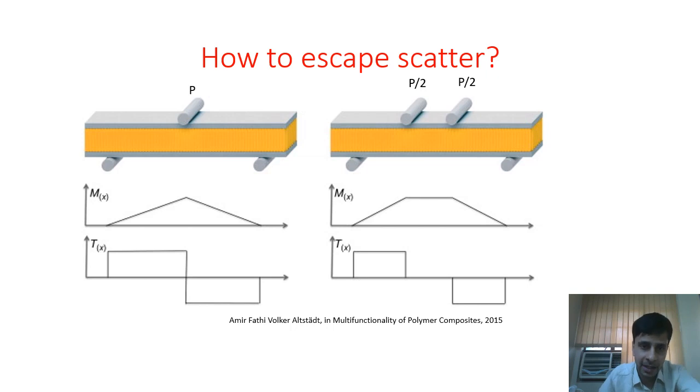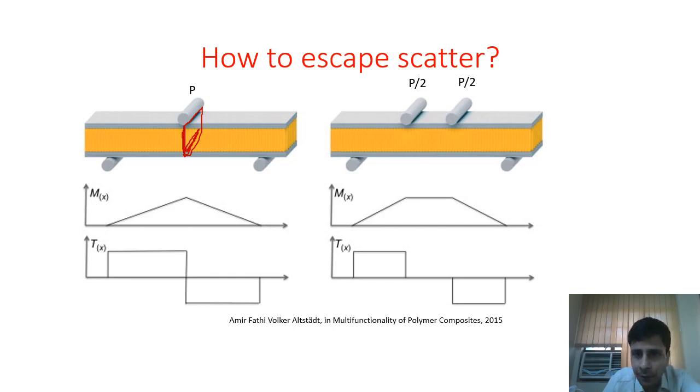So how do you escape scatter? One strategy is to, let's say, instead of a 3-point bending, use a 4-point bending. When I am doing a 3-point bending, the area of interest for strength is just this volume, the volume of this cross section, which I have calculated to be about 2.5 in my previous slide. So it is this region.